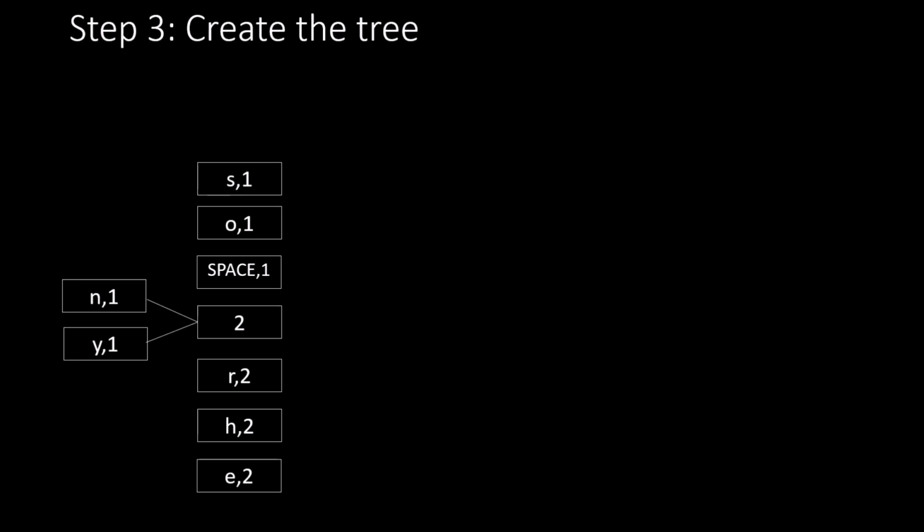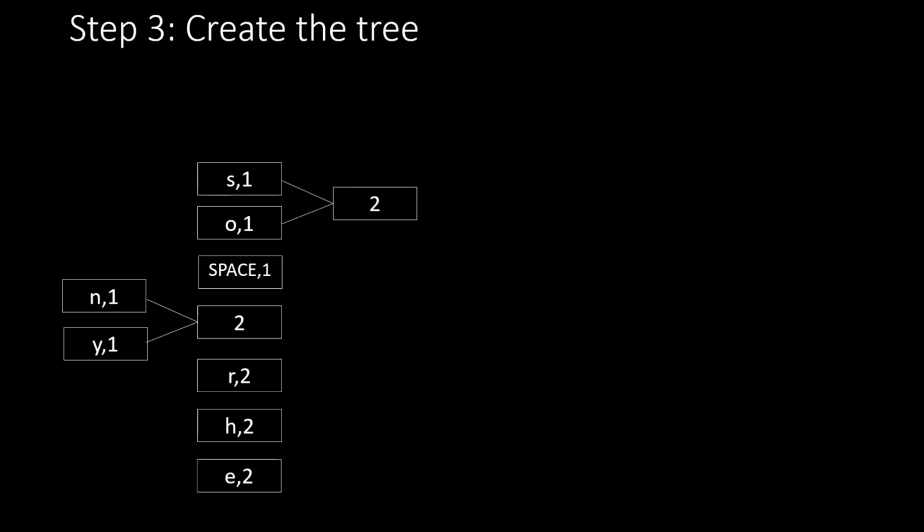The next stage is to reorder the letters again, because we've now got 2 for the N and the Y, so N and Y now represent 2 characters. We need to place that now in the correct position in the order of those characters. Again, we have the least frequently occurring letters at the top and the highest ones at the bottom.